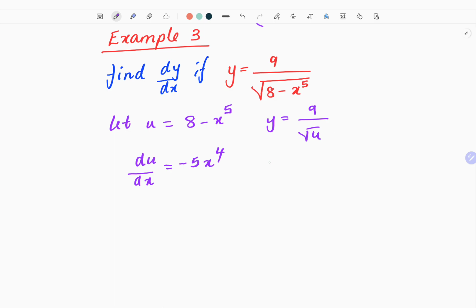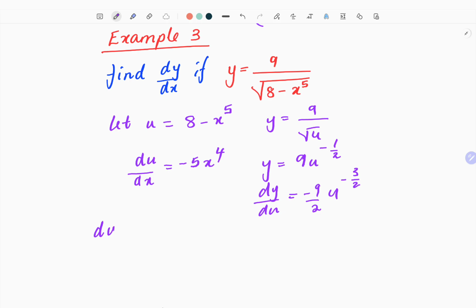Before you differentiate this one, you want to convert that square root to become also a numerator, so that becomes 9u to the power negative a half. Then you find your derivative. dy/du will be equal to, bring down the negative half, so that will be negative 9 over 2, then u to the power negative 3 over 2.